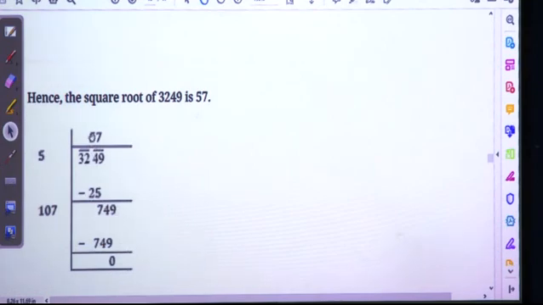749. Double of the quotient 5 is 10. What digit do we have to attach? Now we know very well how to calculate it. It is 7 that is attached and multiplied by 7. So 107 multiplied by 7 becomes 749, and the remainder becomes 0. So what is the square root of 3249? It is 57.